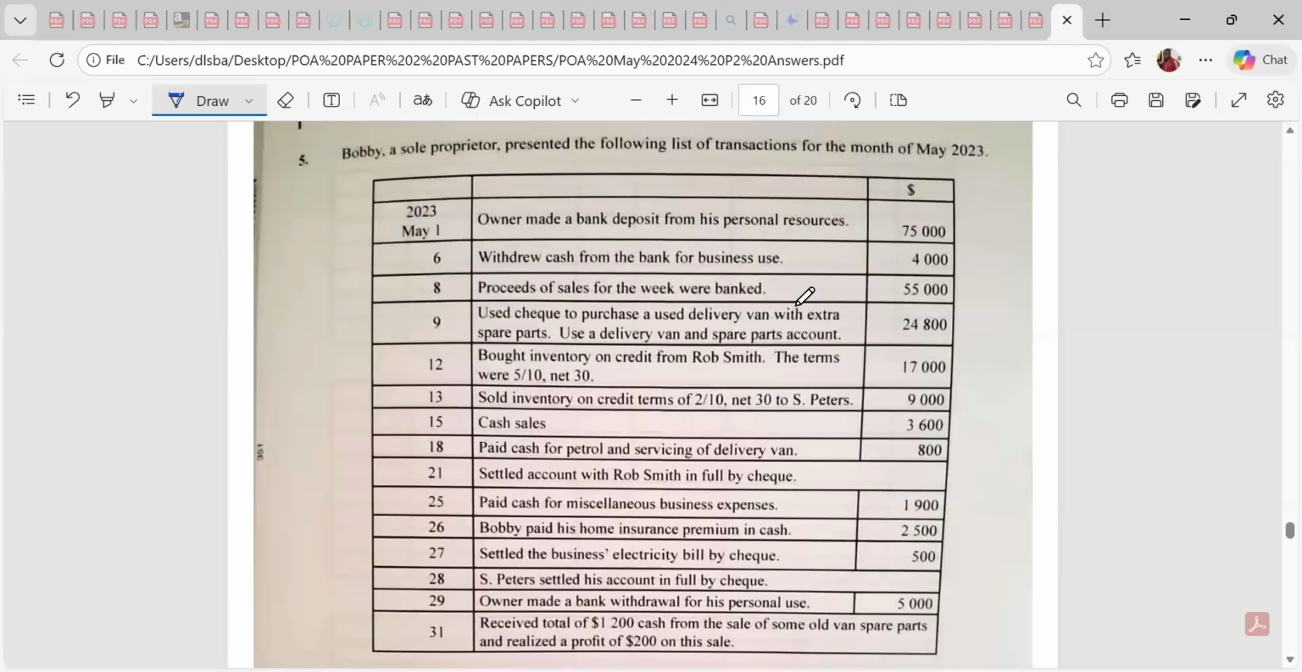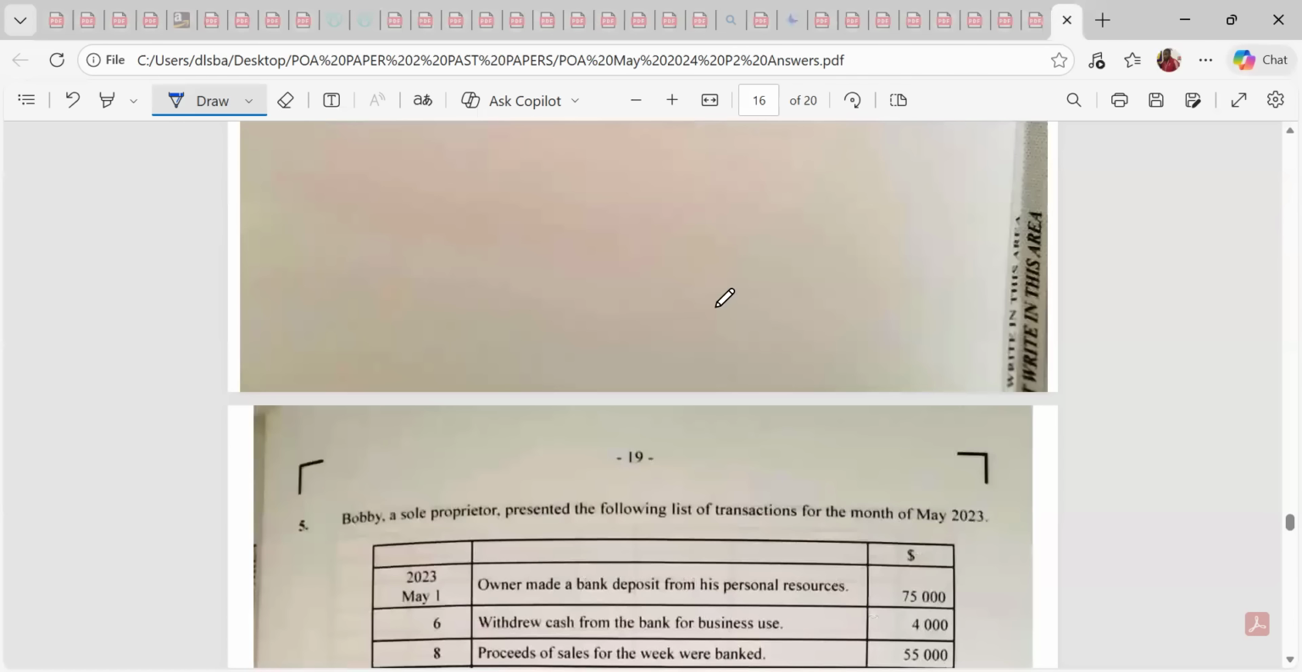Proceeds from sales for the week with bank. Your bank increases, so you're going to debit your bank. And if you debit your bank, automatically, what are you going to do to sales? If you debit bank, what are you going to do to sales automatically? Credit it.